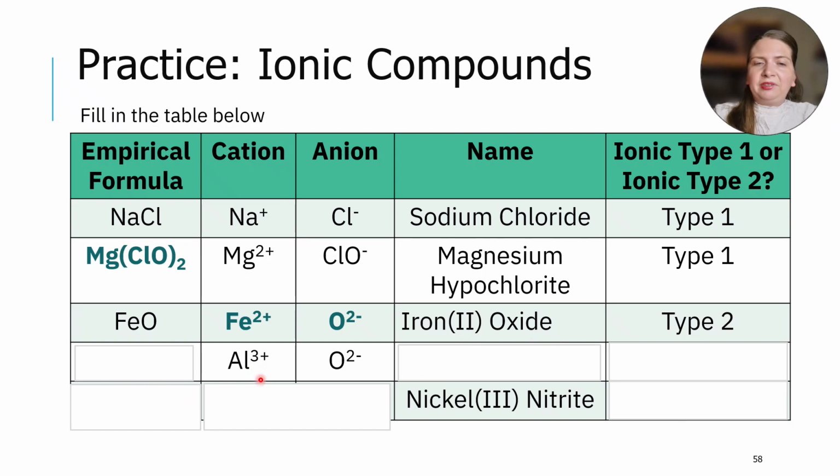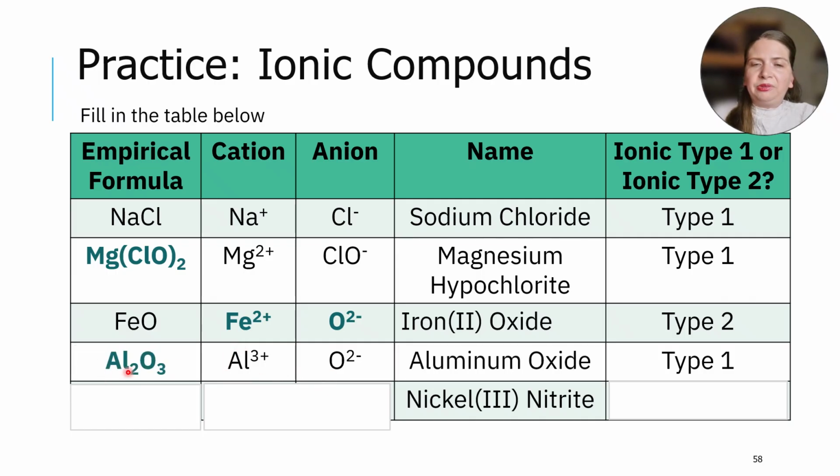Next, we have aluminum 3 positive ions combined with oxygen 2 negative ions. Aluminum is part of the triangle of predictable charges, and it always forms 3 positive ions, making this a type 1 ionic compound. The name of the compound will be aluminum oxide, and the formula will be Al2O3.